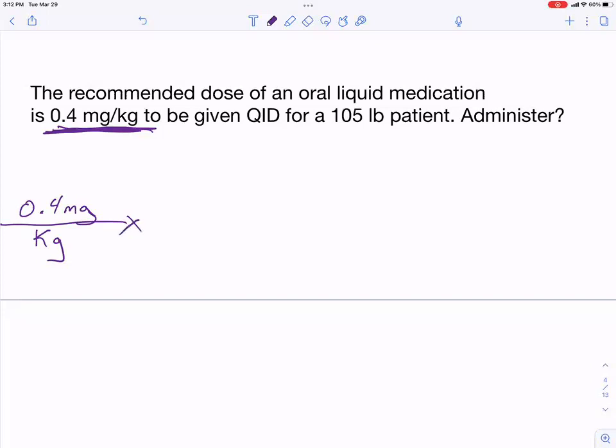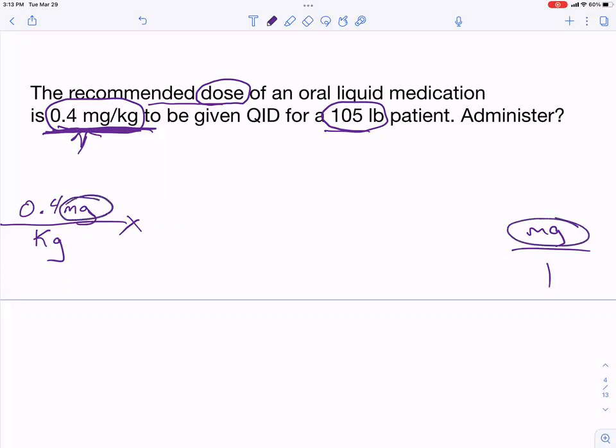What is my wanted? Well, I don't have much information in this question. I have a couple things that I could circle and point out. But what am I going to administer? Well, what I do know, it's an oral liquid. But it's asking for the recommended dose of an oral liquid. So I'm solving for a dose, strength. So I'm solving for milligrams because that's what I have available, milligrams. So using this setup, I have 0.4 milligrams and I have milligrams as my wanted.